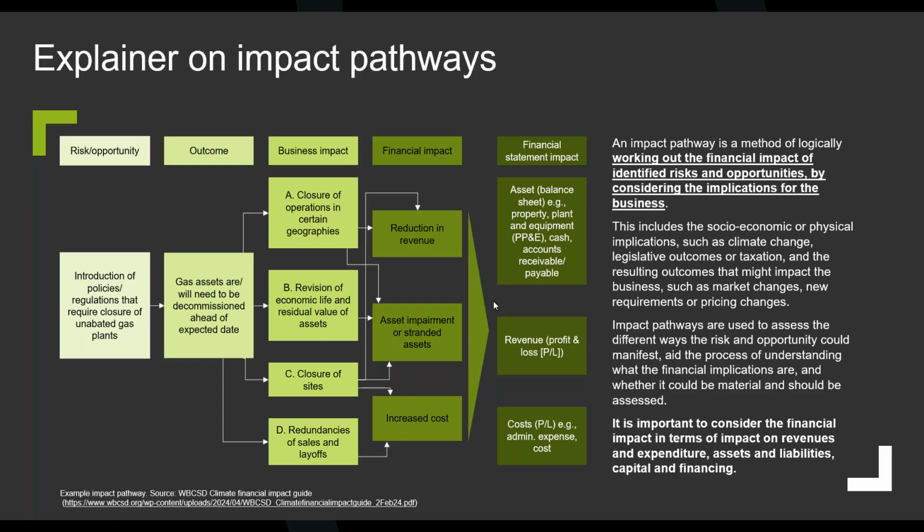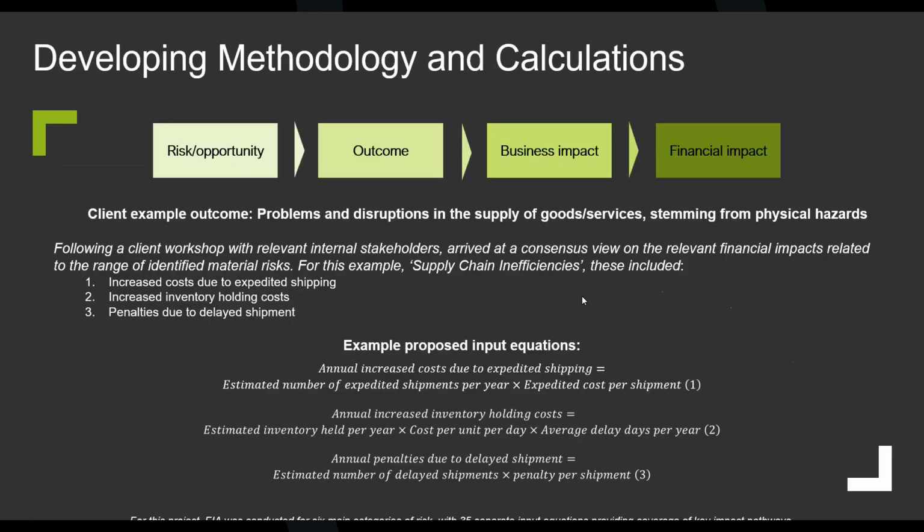Now, once you do get to that point, on the next slide I'm giving an example from a very recent project I've been working on. This is again following the same logic, and when we at Metis were approached, we were given the client example outcomes, if you like. So we had the risk register that detailed, in one example, problems and disruptions in the supply of goods or services which stemmed from physical hazards. That was one broad category in the risk register that had multiple different pathways we could trace. In this instance, there were three most prominent pathways.